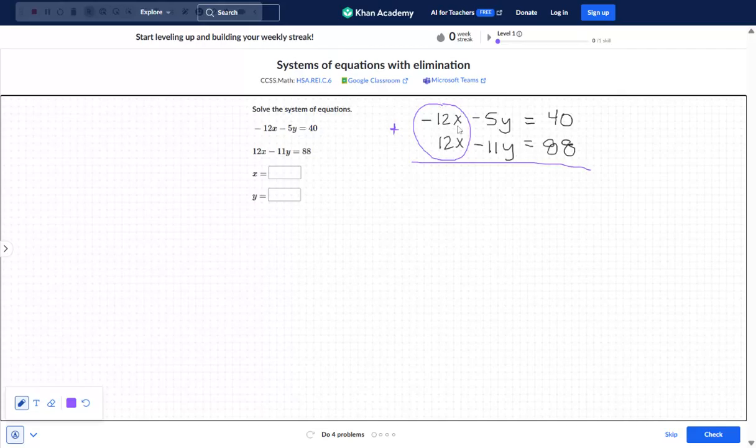So negative 12x plus 12x, right? Like 12 minus 12, they're gone. They cancel. Negative 5y minus 11y, so it's going to be negative 16y equals, and then we've got positive 40 plus positive 88, and that's going to give us 128.